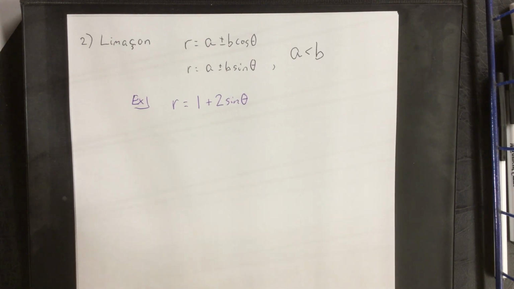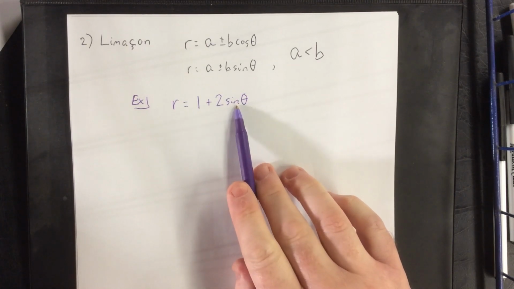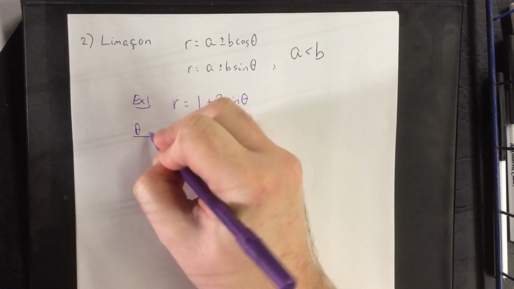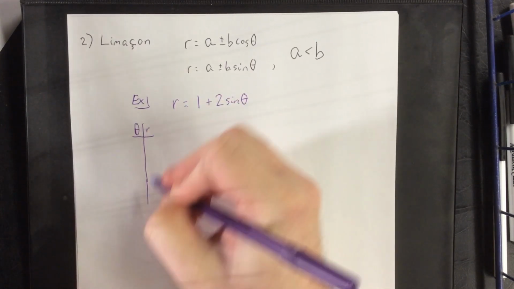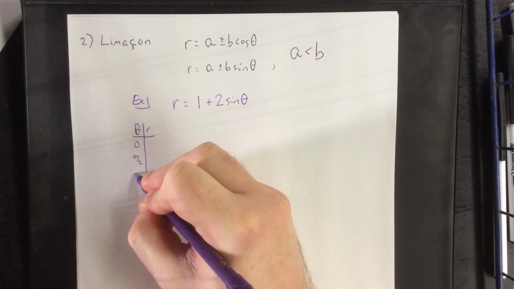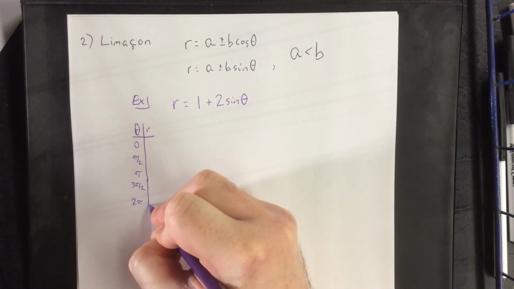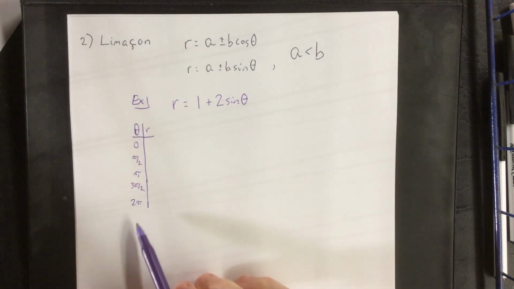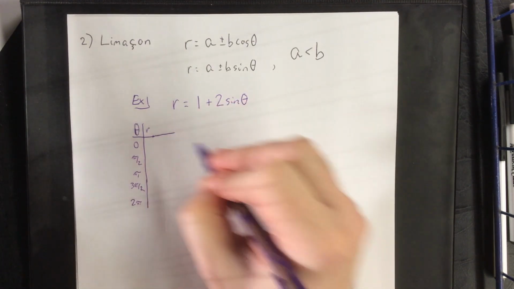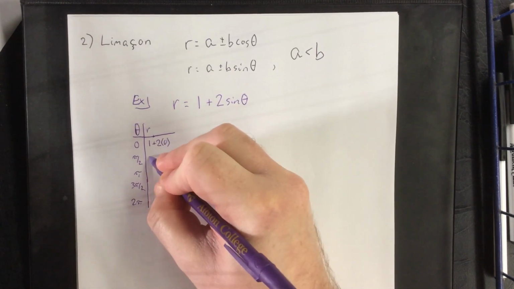So predictions that I'm already going to make, I am going to predict that the extreme point is going to be in the upward direction due to the fact that we have a sine and we have a positive. So once again, I'm going to create a little table where we can use several familiar values of theta: 0, pi over 2, pi, 3 pi over 2, and 2 pi. And we'll use these values to figure out sort of what this graph looks like. So our value is going to be 1 plus 2 times the sine of each of these angles.